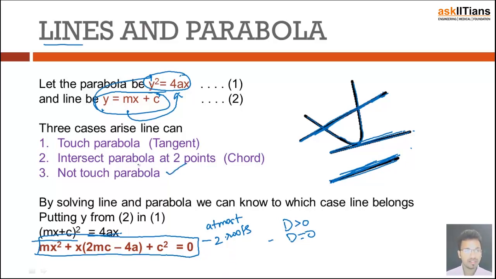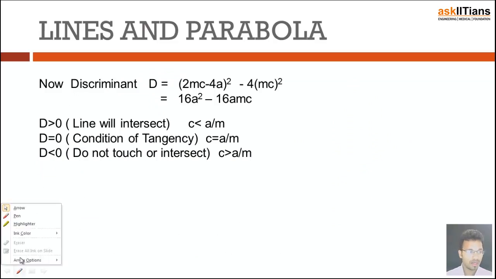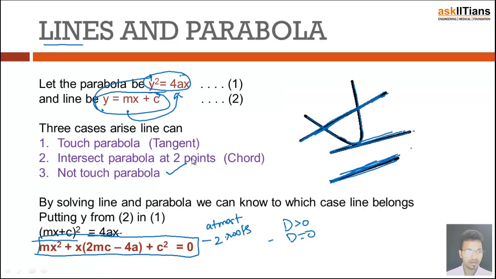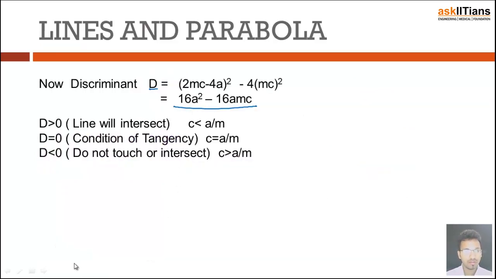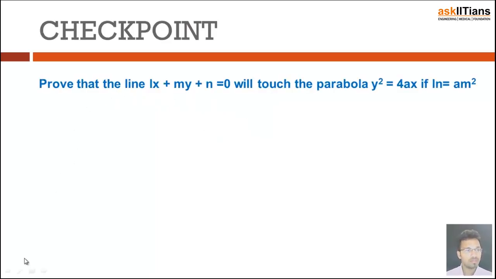So let us see that on solving the equation, now this is the discriminant for the given equation. The equation mx square plus x into 2mc minus 4a plus c square, for that we are getting this as the discriminant. Now based on the conditions which I mentioned, we will get the conditions. So the concept will be more clear once we see the question based on this concept. So let's see a question based on this.